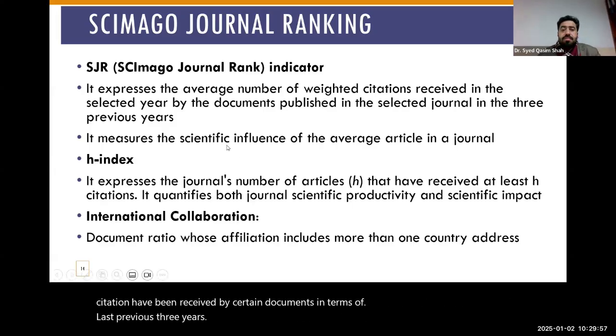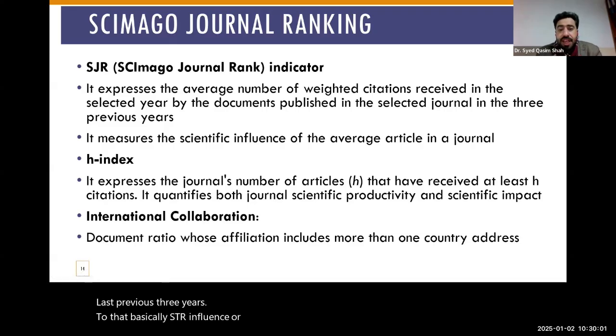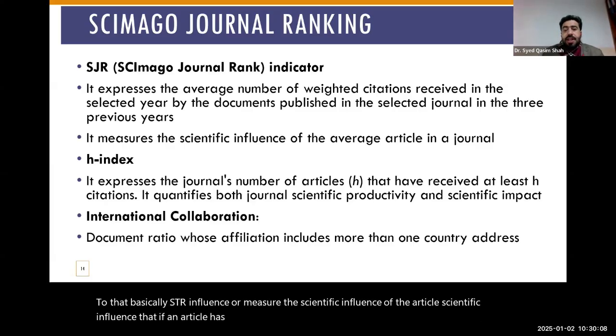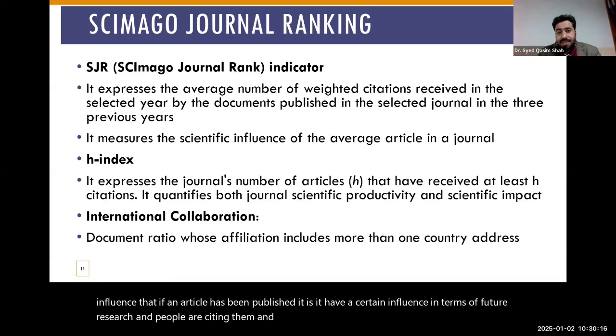So that basically SJR measures the scientific influence of the article. Scientific influence means that if an article has been published, it has a certain influence in terms of future research, and people are citing it. And then the H index.